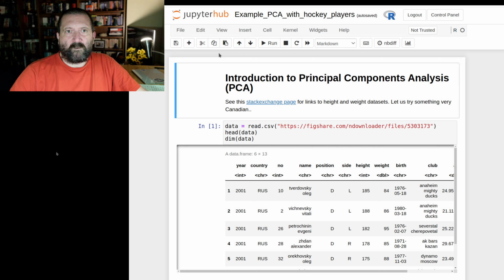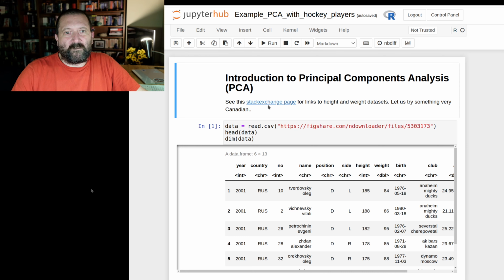Now, what I want to do is we've spent a little time explaining how change of basis works, and we're going to come back to the example of principal components analysis, and in particular this first example, well, the second example, but the simple example that I wanted to start with, which is the height and weight of hockey players.